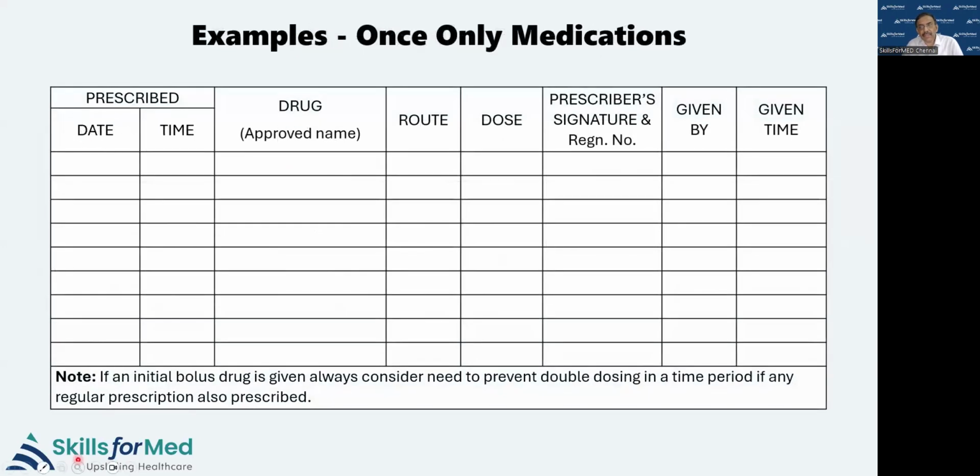So this is once only medication. Sometimes the patient may have vomiting and you just want to give injection Emicid. So here you have to write the date, time, drug name, route, dose, and then you prescribe. That will be given by the nurse and the given time is recorded here. So this is once only medication.